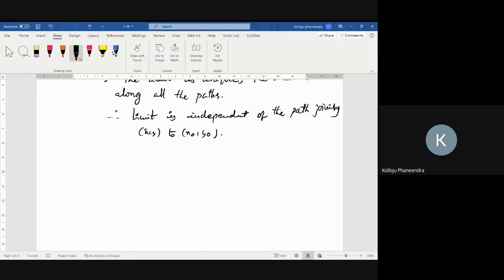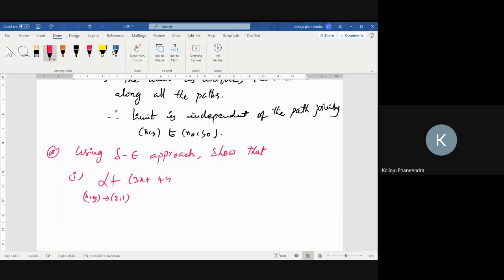Say this. Using the delta epsilon approach, show that, first one, limit (x, y) tends to (2, 1), that means x tends to 2, y tends to 1, of the function 3x plus 4y. What is the value? You know, 6 plus 4, 10. But we have to prove it using the delta epsilon approach.